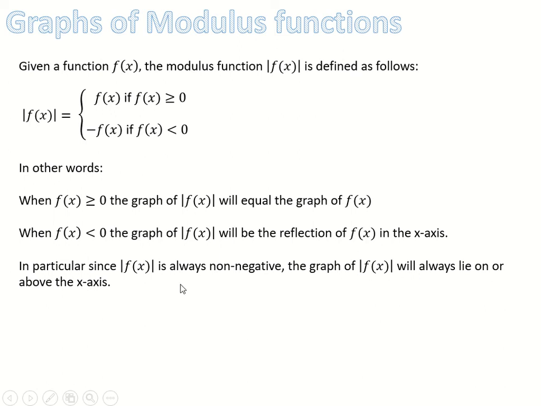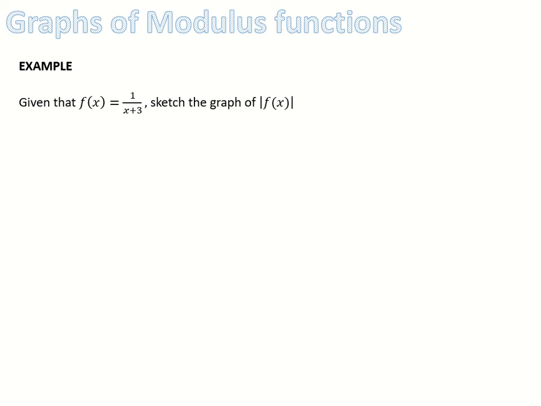So there's a clue in itself. You'll never actually have to draw this below the x-axis. And if you do, if the graph of f of x is below the x-axis, then you literally just flip it over the x-axis and draw it as such.